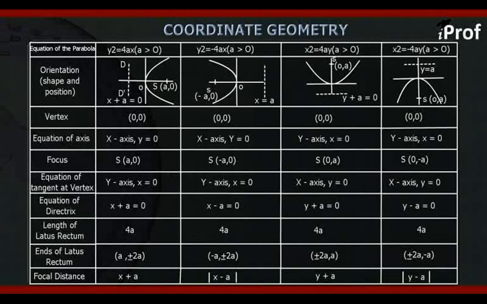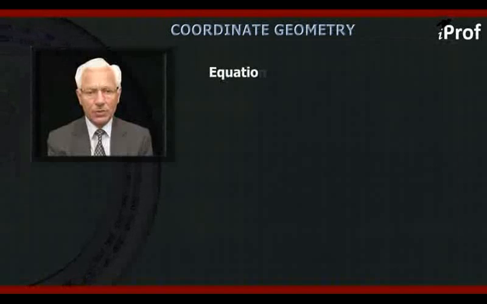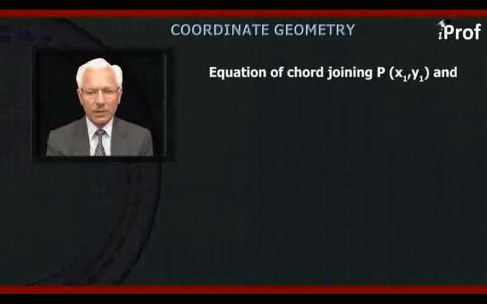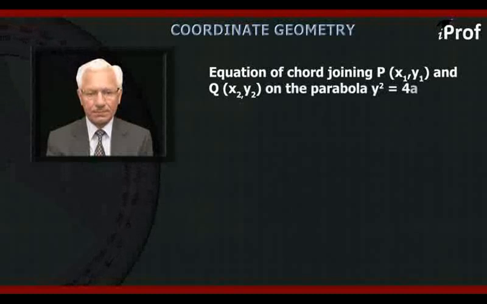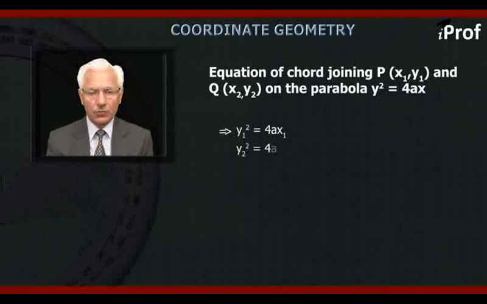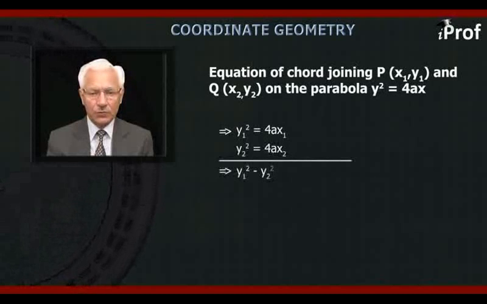Parabola. We find the equation of the chord joining P(x1, y1) and Q(x2, y2), which are on the parabola y squared equal to 4ax. Therefore, y1 squared equals 4ax1 and y2 squared is equal to 4ax2. Subtracting, you get y1 squared minus y2 squared is equal to 4a times (x1 minus x2).